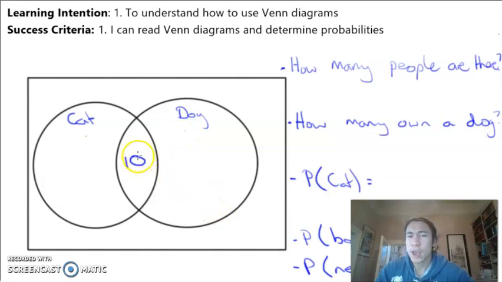And then I might ask, who has only a cat? And this time only 4 people put up their hand. So the number 4 comes over here. It's in the cat circle still, but it's not in the dog circle. So 4 people have only a cat.